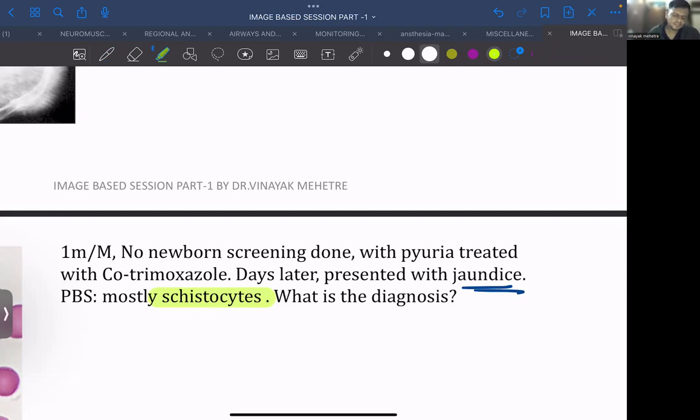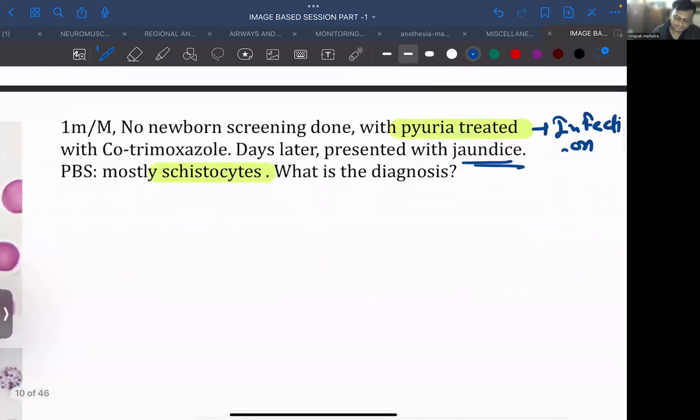शिस्टोसाइट्स. शिस्टोसाइट्स मीन्स हेलमेट सेल. इसी को हम बोलते हैं हेलमेट सेल. क्या ट्रीट कर रहे थे हम? पायूरिया. उसका मतलब क्या हुआ? इन्फेक्शन. Infection was treated. क्या मिला? शिस्टोसाइट, that means helmet cell.